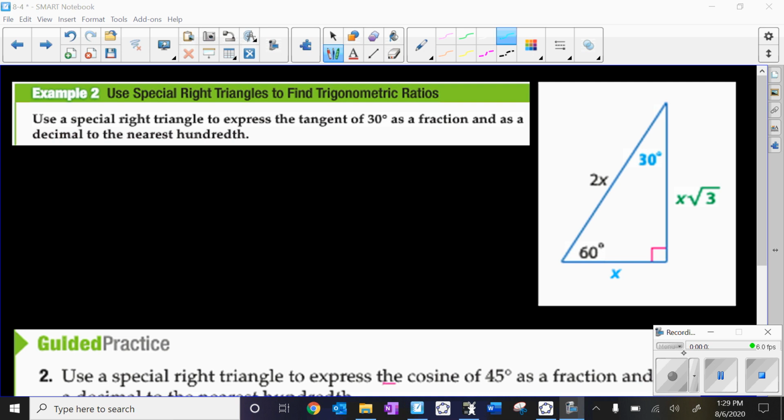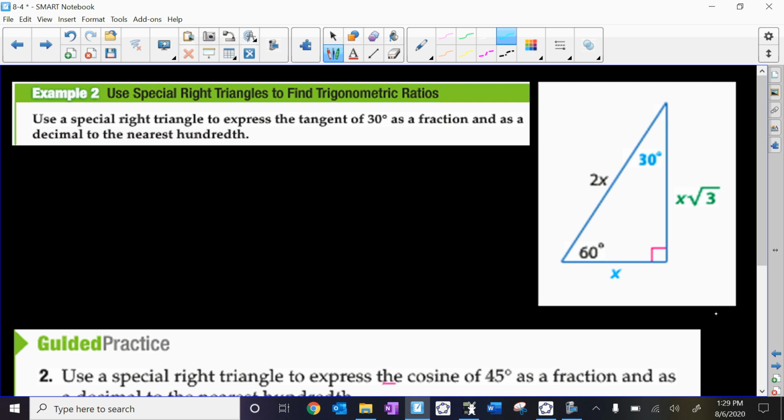We can also use trig ratios within our special right triangles that we learned in the last lesson. So use a special right triangle to express the tangent of 30 degrees as a fraction and as a decimal to the nearest hundredth. We're going to start with the fraction, as that might be the hardest part.